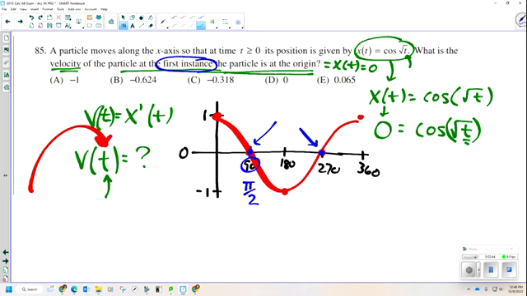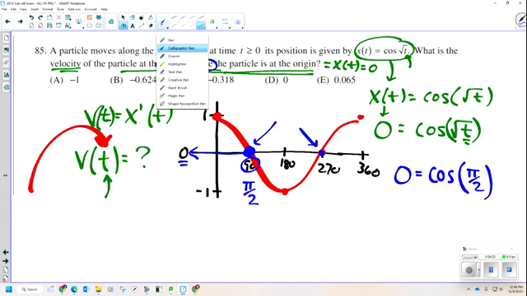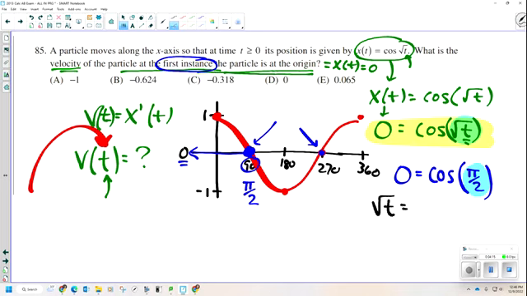So cosine of pi over 2 would give me 0. The cosine of 90 degrees is what gives me my 0. In order for this equation to be true, whatever's in the parentheses has to be pi over 2. So I'm going to say the square root of t has to equal pi over 2. In order to equal 0, what's in here has to equal pi over 2. So how do I get t alone?